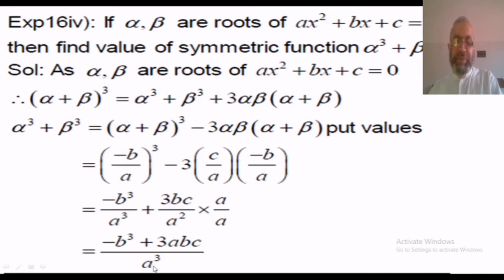So again, taking a cube as LCM, we get minus b cube plus 3abc divided by a cube. So that is the value of the symmetric function alpha cube beta cube. By symmetric function we mean if we interchange the roots from alpha beta to alpha square beta square, alpha cube beta cube, etc., the value of the quadratic equation or the roots of the quadratic equation remains the same.